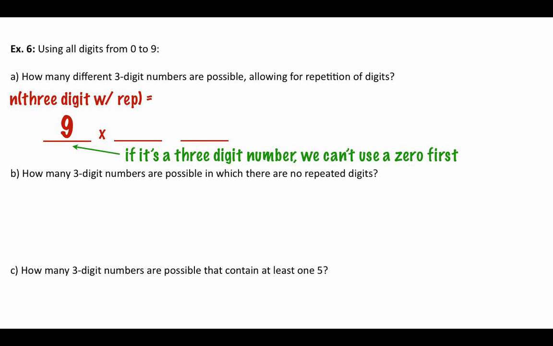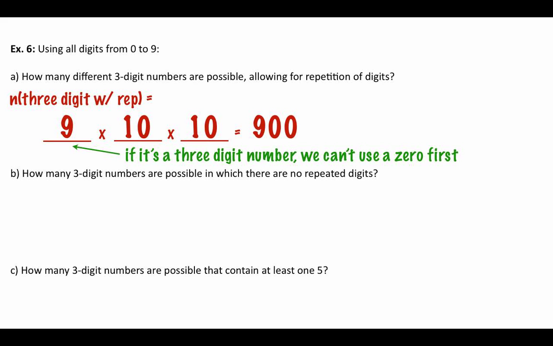We're going to multiply that by, well, how many choices now do I have for the second number? Now I can use 0. We can use 0. And so I have all 10 choices for this digit right here. And of course, for the third digit, I can use 10 as well. You can use 0 again. So the number of 3-digit numbers that are possible, if we're allowed repetition, is 900.